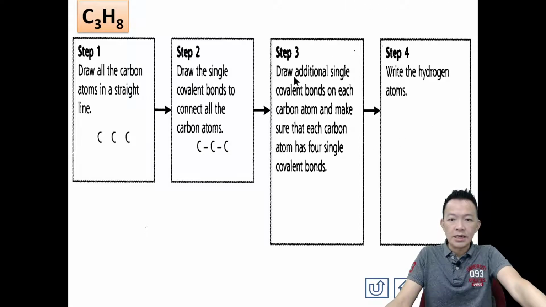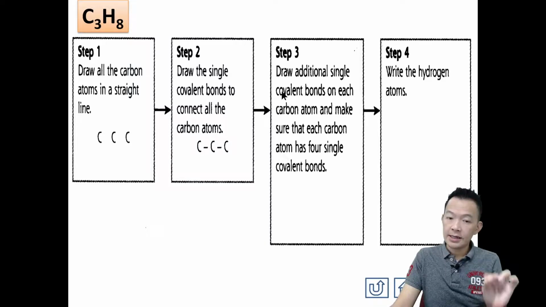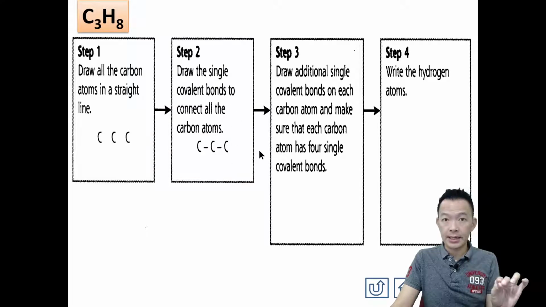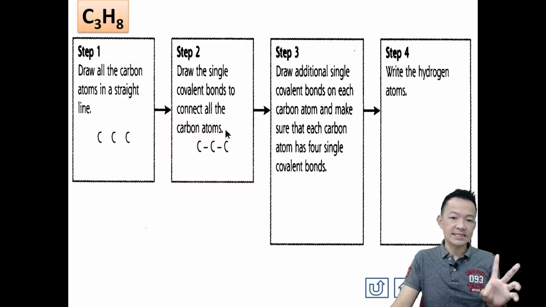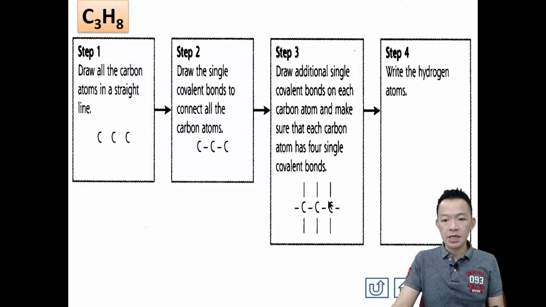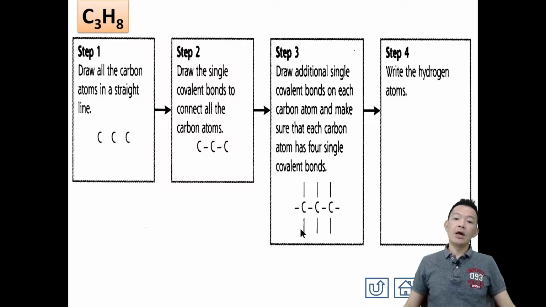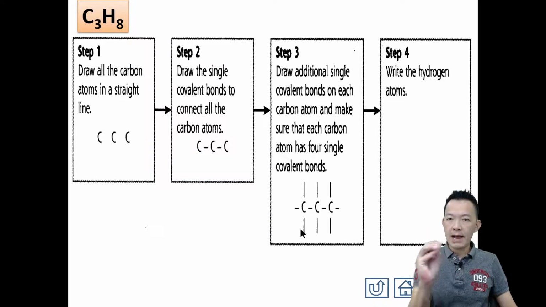Next, what is the next step? Draw the additional single covalent bonds on each carbon atom, and make sure each carbon atom has 4 single covalent bonds, so the carbon becomes stable. It must share electrons with others, it must share 4 electrons to become octet. So beside every carbon there must be 4 single covalent bonds to become stable: 1, 2, 3, 4, 1, 2, 3, 4, 1, 2, 3, 4. All must have 4 single covalent bonds. Hydrocarbon means the carbon can only bind together with hydrogens.